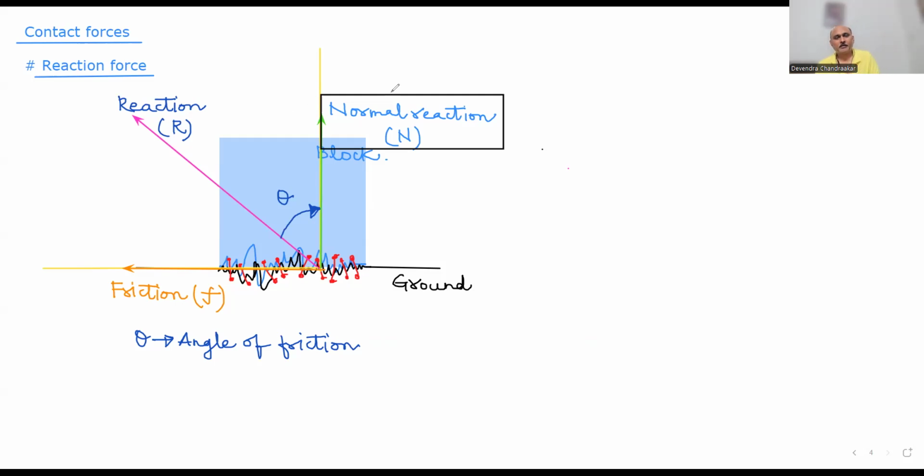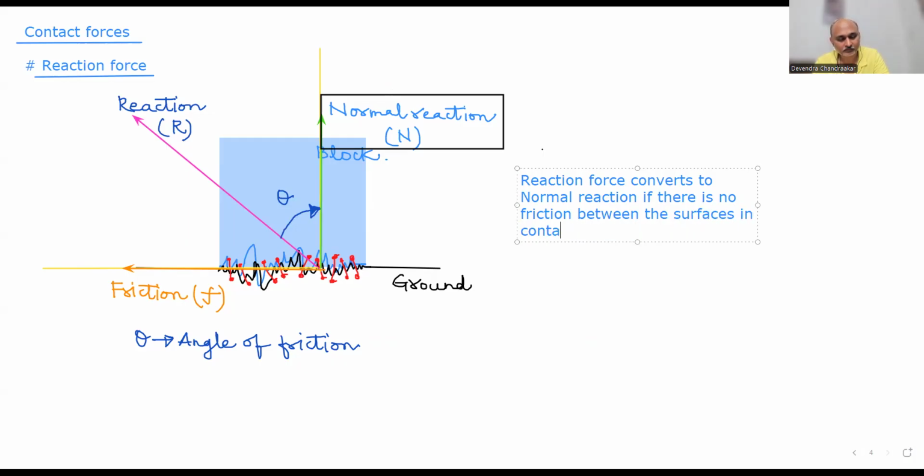Got it? You can write here too: reaction force converts to normal reaction if there is no friction between the surfaces in contact. Did you understand, all of you? Yes, sir. Please make notes.